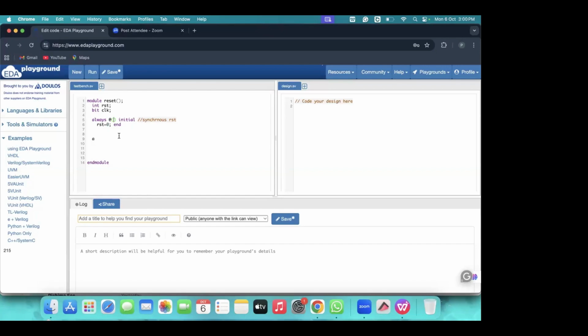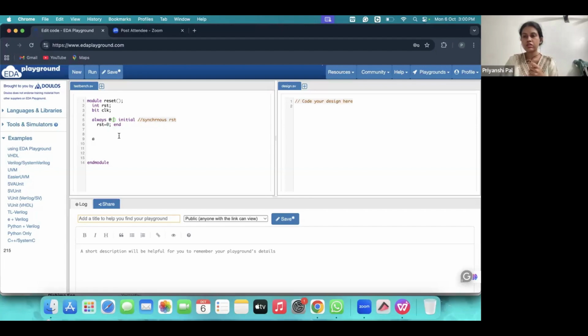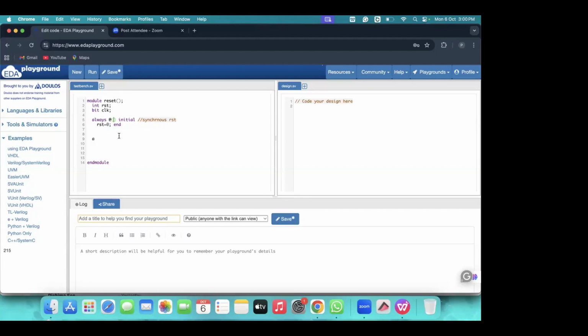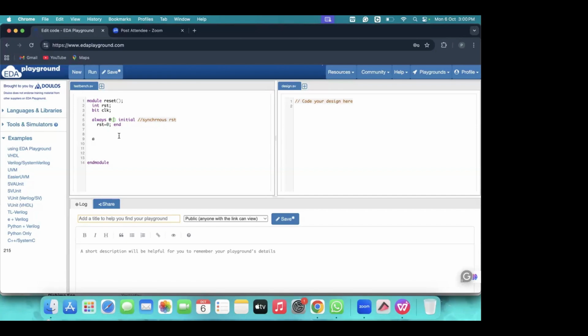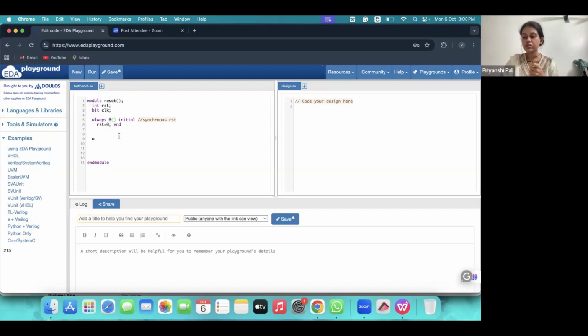So if the width of the FIFO is 3, then what will be the depth of it? 8. Yeah, 8. And how many bits will the write pointer and read pointer be? 3. Are you sure? Ma'am, basically width means the number of bits we have in each entry, the data which we provide.